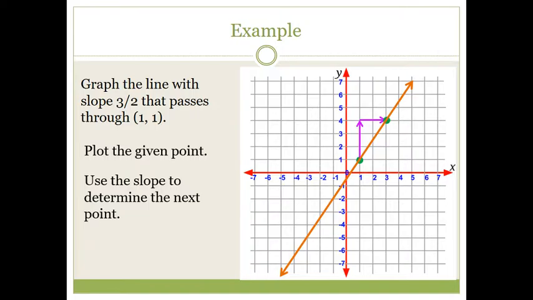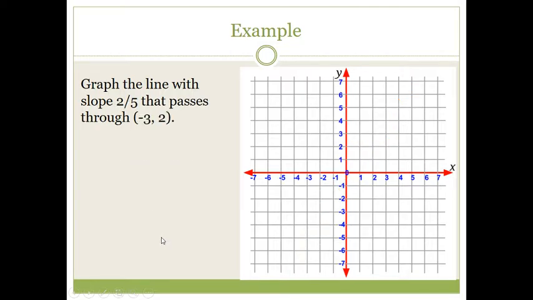The other way that we do it is I tell you a point, and then I tell you how steep the line is, or what the slope is. And then that also defines a line. So in this case, what I did is I gave you a point, and then I told you how steep the line is, or its slope, to get another point.